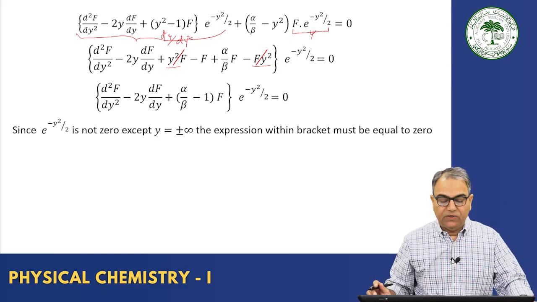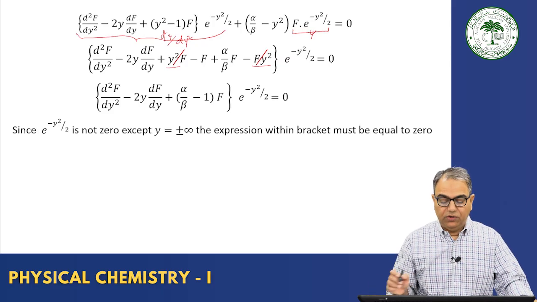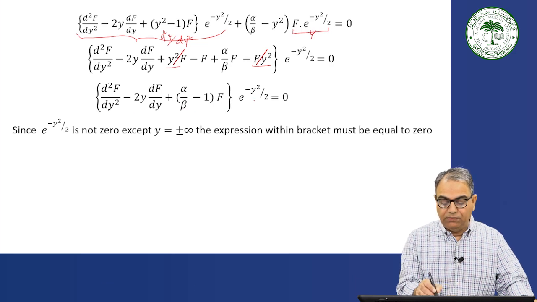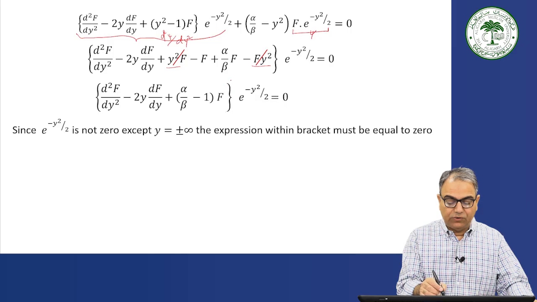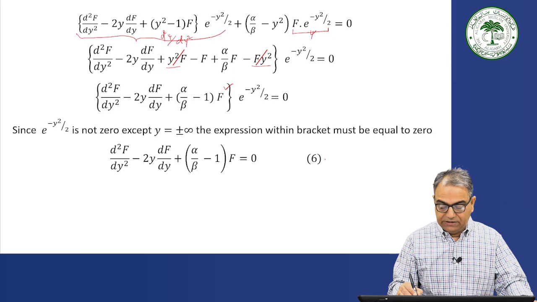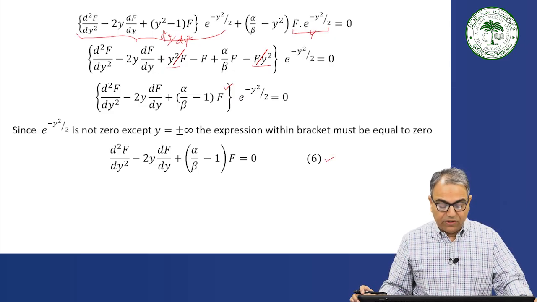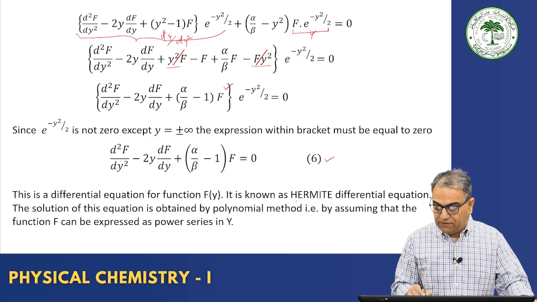Having done this, what we get is, since e^(-y²/2) is not 0, except at y plus minus infinity, the expression within the bracket must be equal to 0. So, for this equation to be valid, either this should be 0 or this should be 0. Okay. So, we say that this expression is actually equal to 0, and if you equate this, then you get equation number 6: d²f/dy² - 2y df/dy + (α/β - 1)f = 0. Okay. This equation is known as Hermite differential equation.